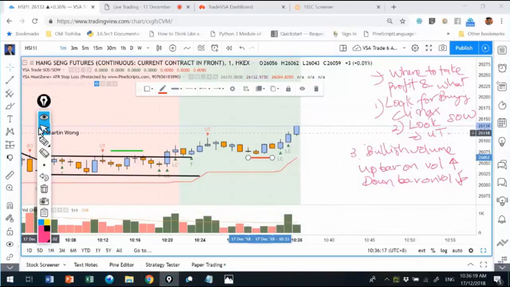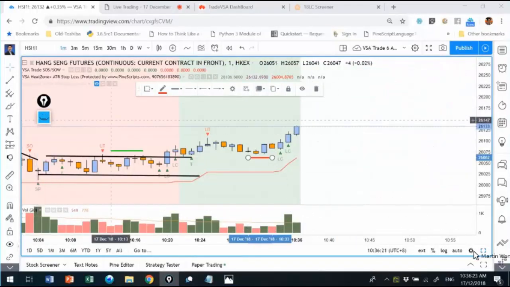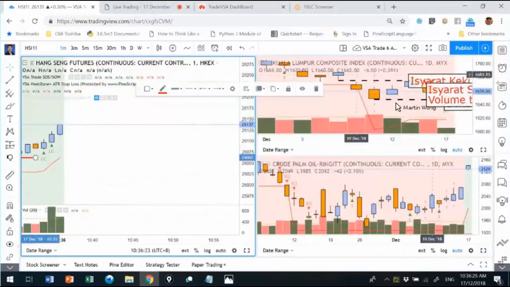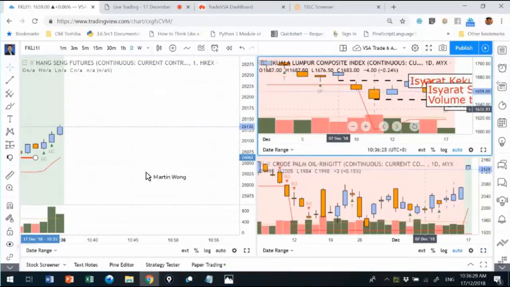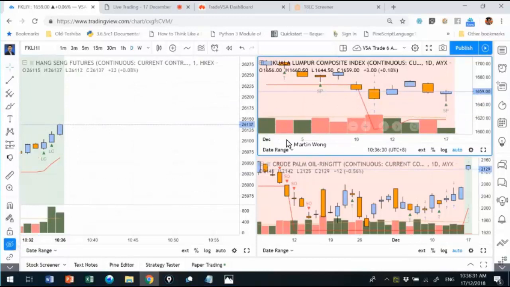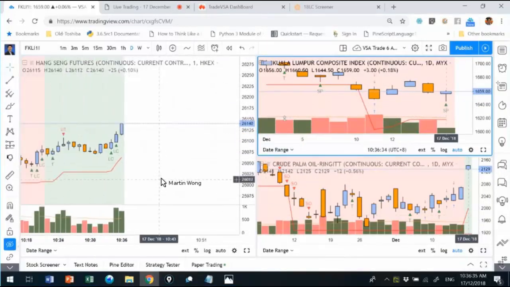All right. So I'm just going to keep this here. I'm going to move it out to here. Now this is the FKLI futures, which I'm going to turn off the thing. Oh, look at that, nice one. We'll come back to that one later. Okay. We are in the money.